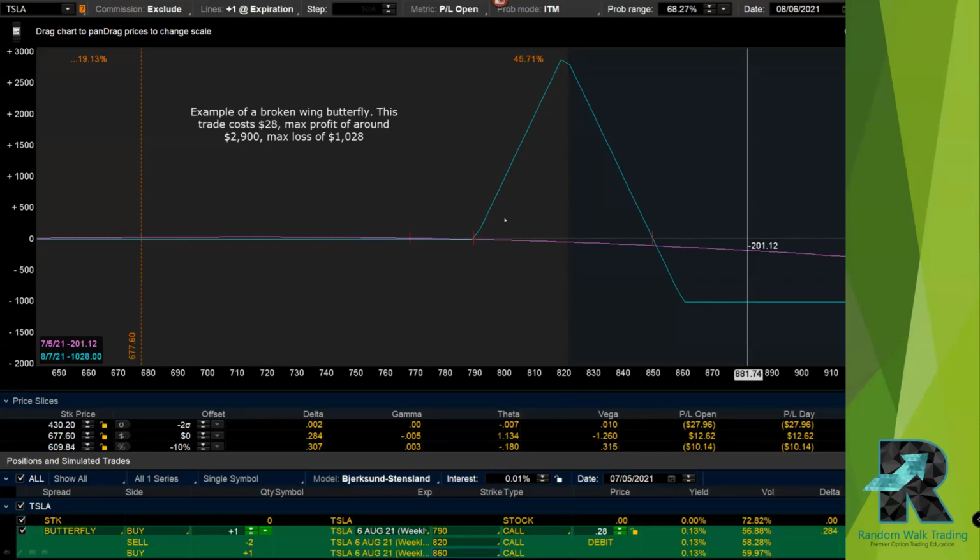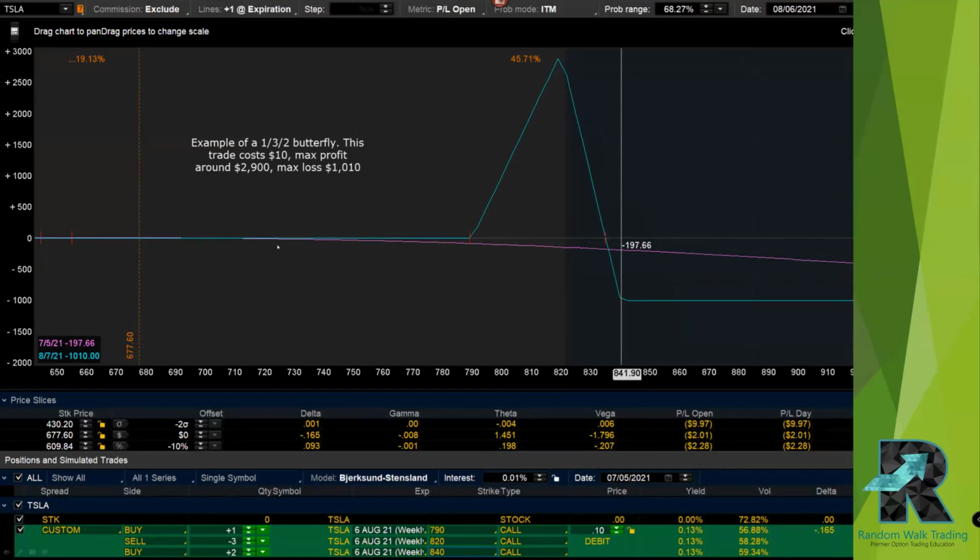It's a small debit, but you're looking for theta decay. In this case, we got about $1 a day, and that'll start melting away, and the butterfly will start growing if it goes in your favor. But if it goes down to 500 and drops, you're only going to be out $28.